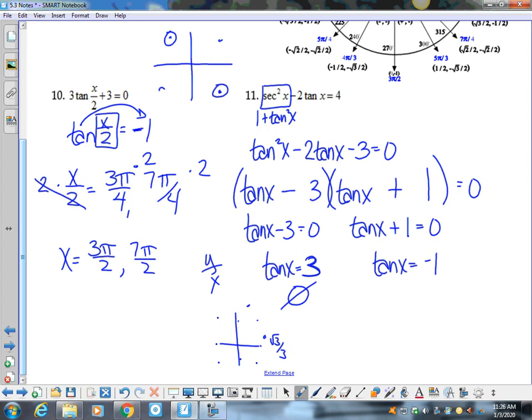I can have a tangent that's a negative 1. That's going to happen at my 45s because that's where my x's and my y's are the same. But it is a negative 1, so I know my signs are going to be different. So that's this one and this one. So x equals 3 pi over 4 and 7 pi over 4.